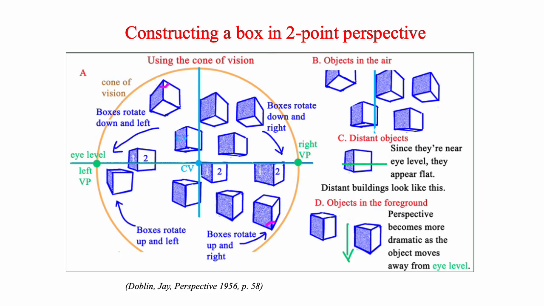Boxes appear to rotate and move toward each vanishing point. And the flattest boxes are those straddling eye level, like distant houses straddling the horizon. Perspective becomes more dramatic as the object moves away from eye level and as the lower corner approaches 90 degrees.